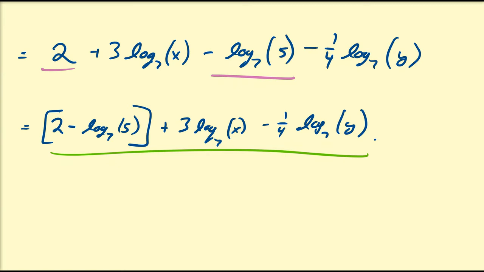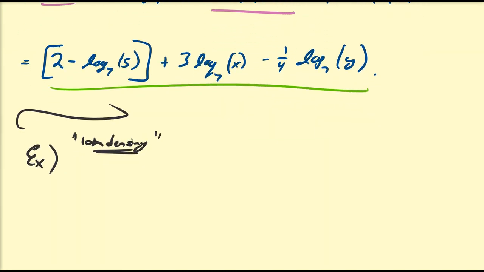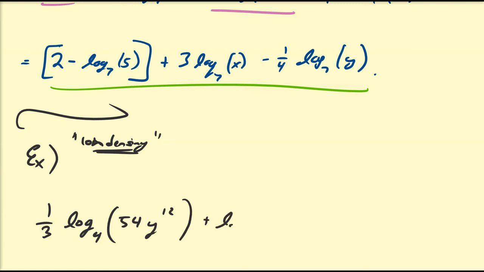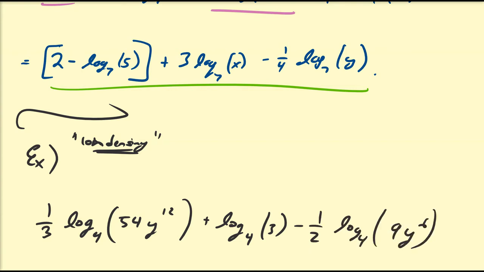Now, also, it's sometimes useful to work backwards, take a long expanded expression and sort of compress it. So let's just work through an example to see how that would go. So compressing, some people also call it condensing, logarithmic expressions. So let's say we have 1/3 times the log base 4 of, let's say, 54 y to the power of 12 plus log base 4 of 3 minus 1/2 log base 4 of 9 y to the 6th.